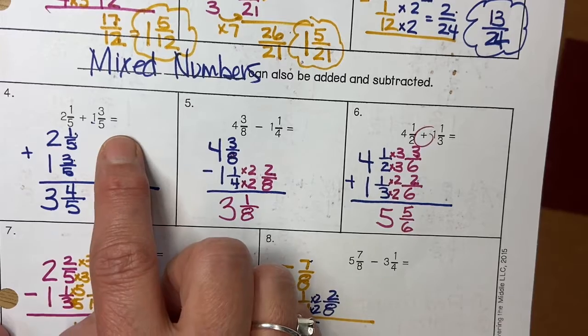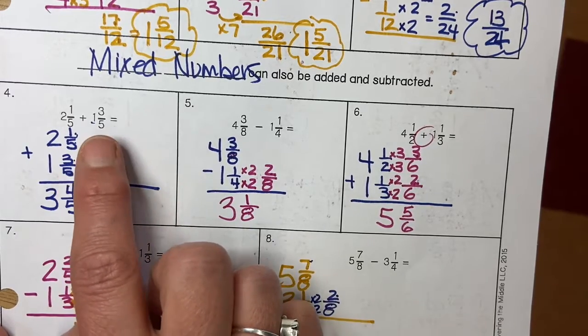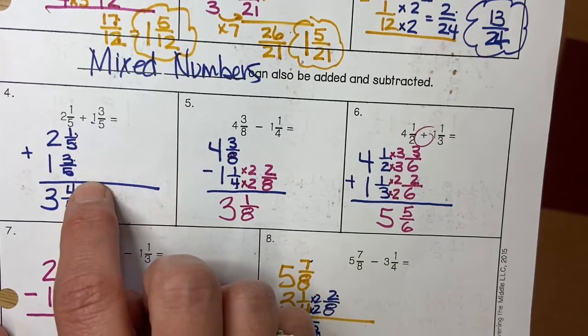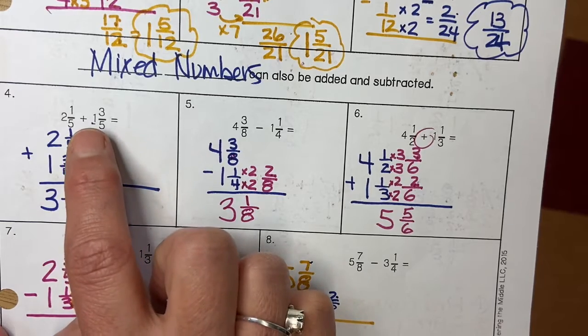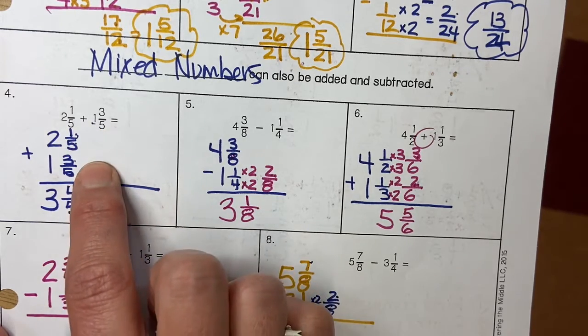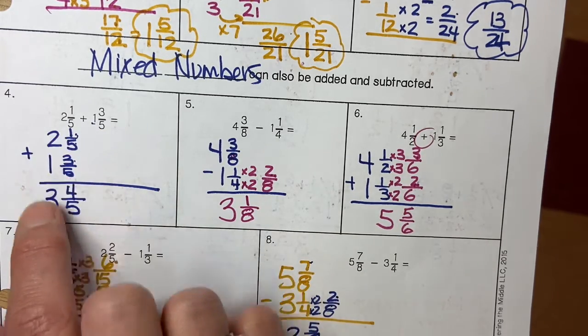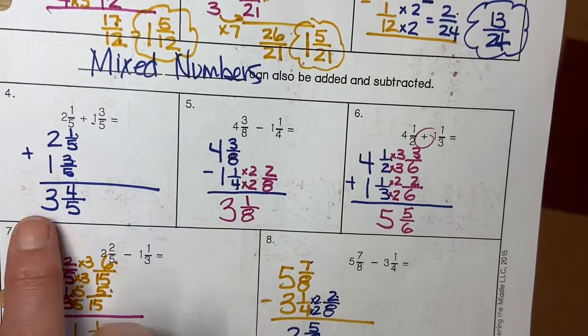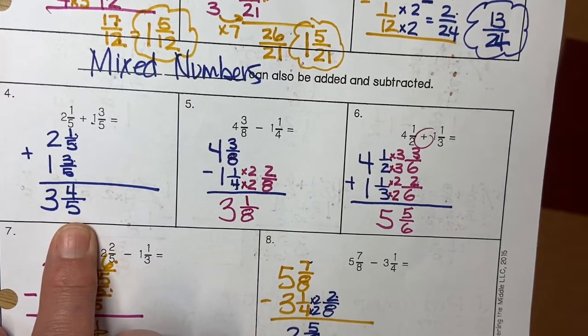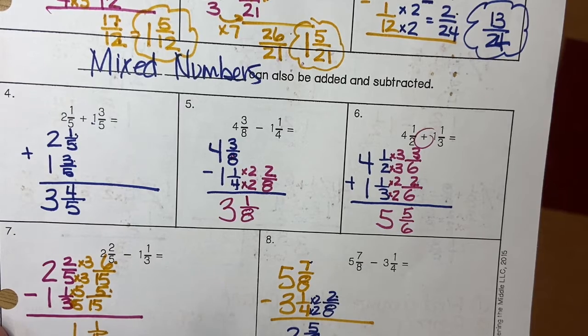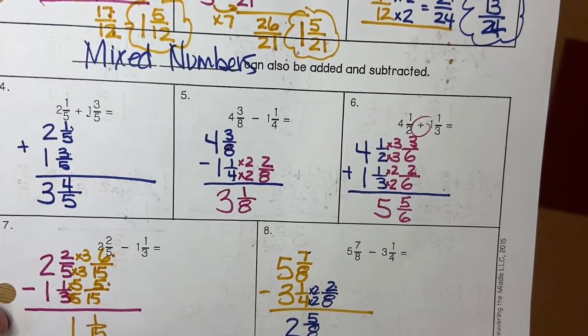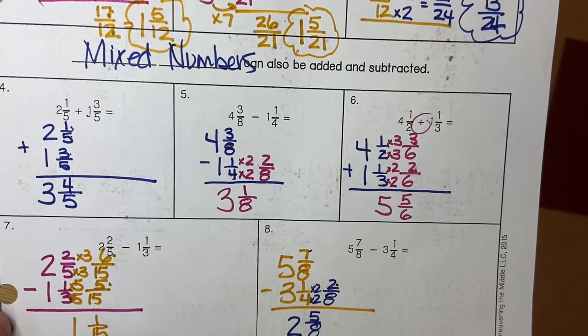So if the denominators are the same, it's pretty simple. They both had a 5, so all I had to do is add 1/5 plus 3/5 to get 4/5, and then I add the whole numbers, okay? I do not add the whole numbers first and then add the fractions, because when you get to subtraction, you may have to regroup and that may not work. So you want to do the fraction first, okay?